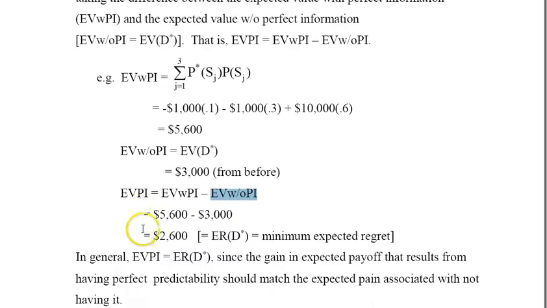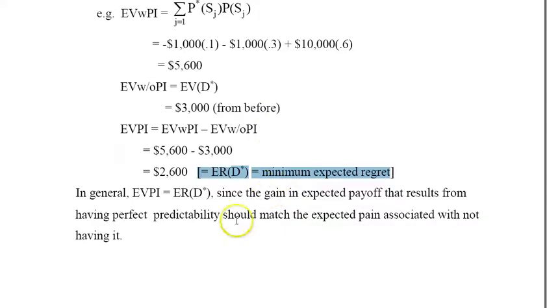The surprising thing here is when we compute this, it turns out to be 2,600. So that's if we had a crystal ball, that's how much that crystal ball would be worth for us, because that's how much it adds to our expected value when we had just to make the decision based on the expected value criterion. But the surprising thing, it turns out to be exactly the same as the minimum expected regret.